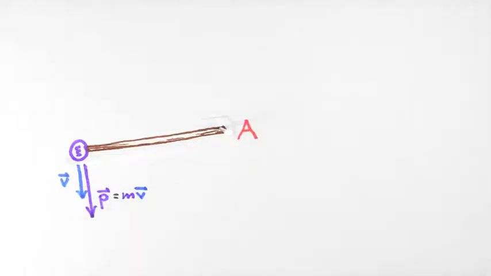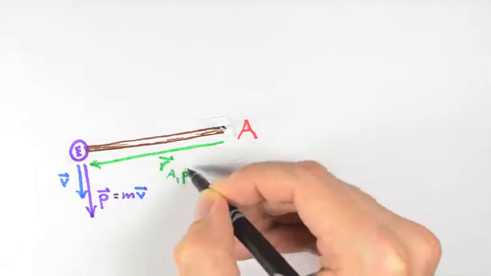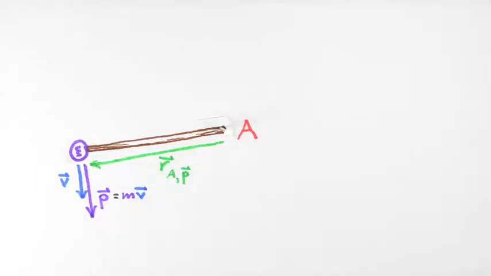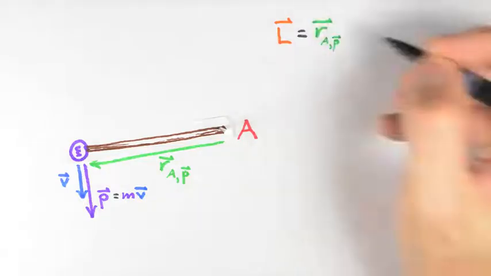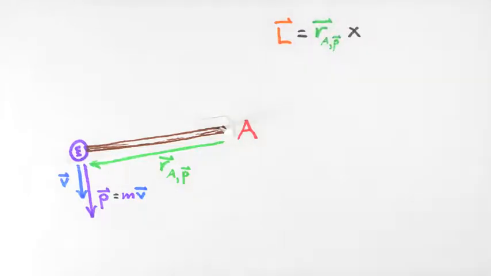Now, as we know, anytime we describe rotation, we need to say something about the rotation axis. We do this here by means of the position vector r sub a,p that locates where the particle with momentum p is relative to the axis A. With this position vector and the momentum vector, we can now specify the angular momentum, which is defined as the cross product of r sub a,p with p.